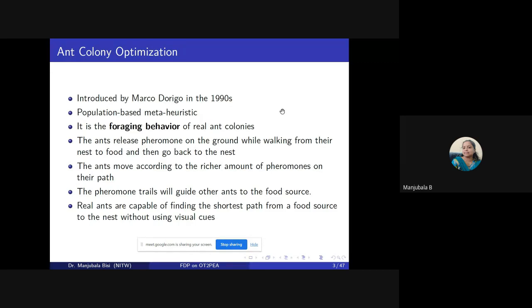Generally, when ants move from their nest to the food, they release a chemical substance, the pheromone, on the ground. Depending upon the pheromone strength on that path, other ants will move along it. They move according to the richer amount of pheromone on the path. This pheromone trail guides other ants to the food source. Real ants are capable of finding the shortest path from a food source to the nest without using any visual cues. They only have this pheromone trail value, and by using it, they can find the shortest path.